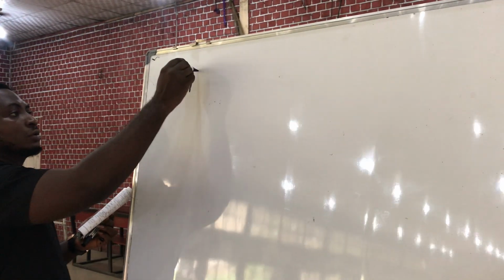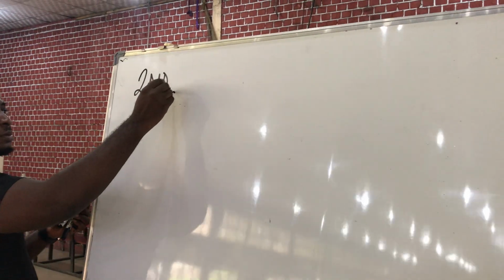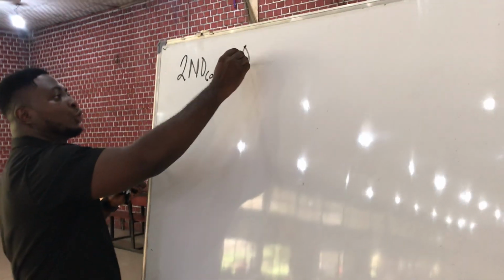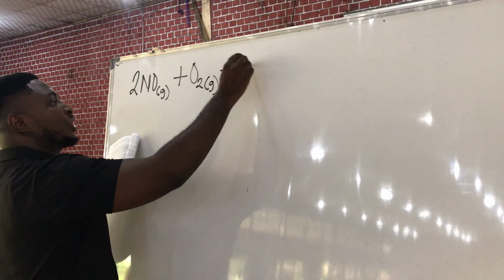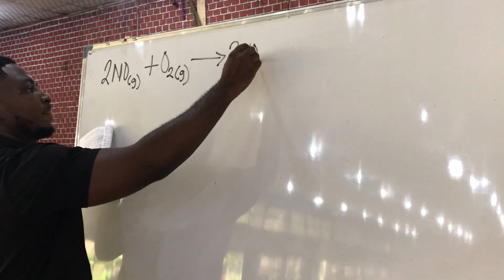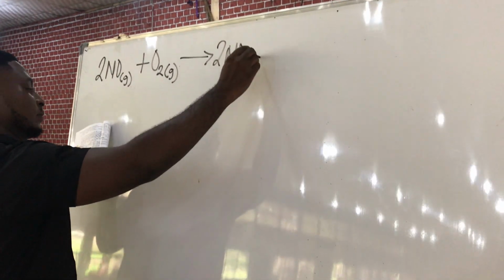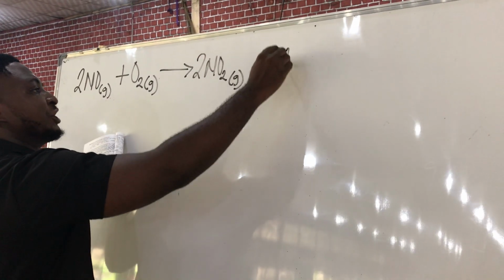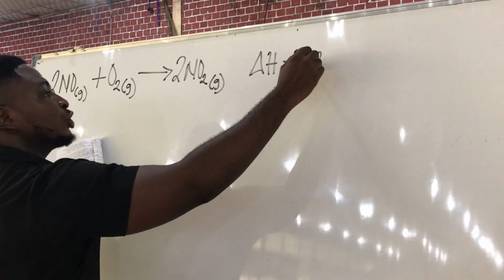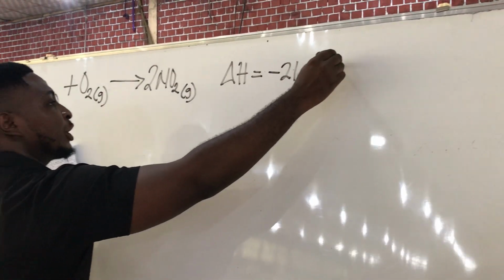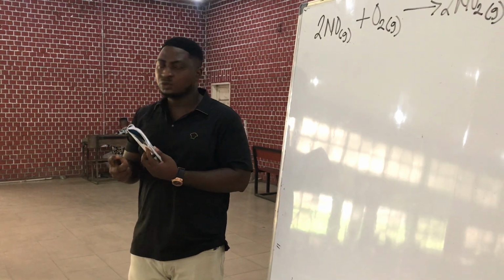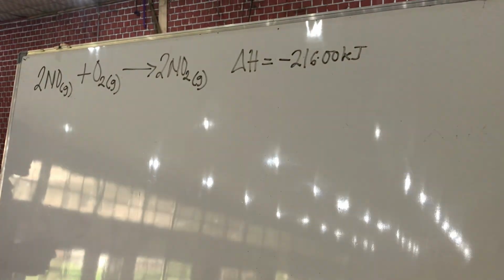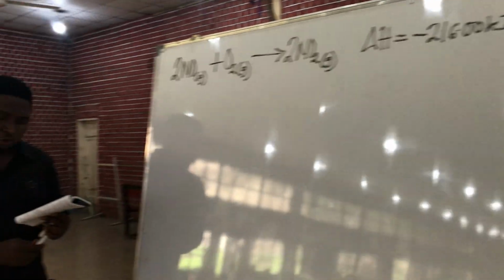We have 2NO plus O2 to give 2NO2. The enthalpy change is minus 216.00 kilojoules. Minus 216.00 kilojoules.